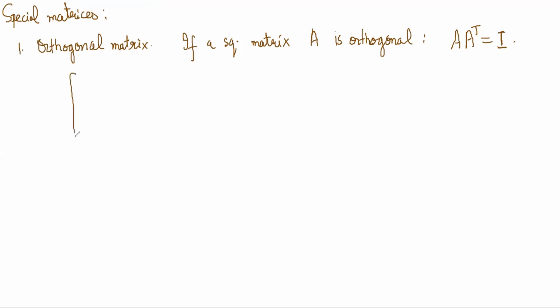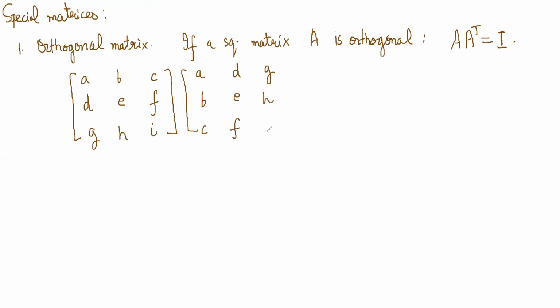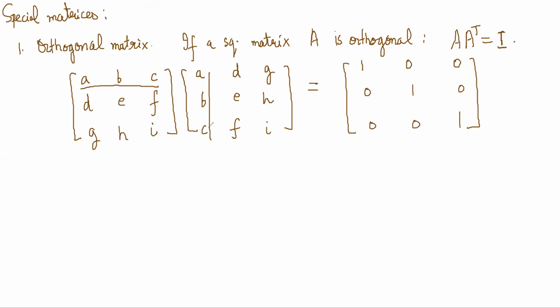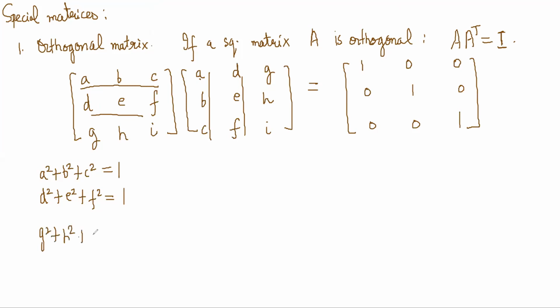Now what does it really mean, this property? Think of it like this: A, B, C, D, E, F, G, H, I, and A transpose would be A, B, C, D, E, F, G, H, I, is equal to I, right? So 1, 0, 0. This is the meaning of this matrix being orthogonal. Now think of what it really means. When you do the multiplication, you have to do dot products of these two vectors. So the orthogonal property implies that A square plus B square plus C square is equal to 1. D square plus E square plus F square is equal to 1, and G square plus H square plus I square is equal to 1.